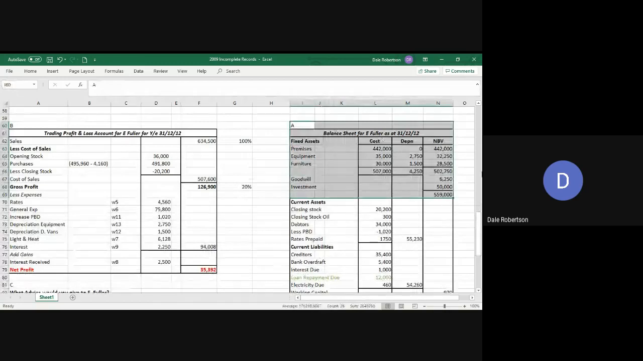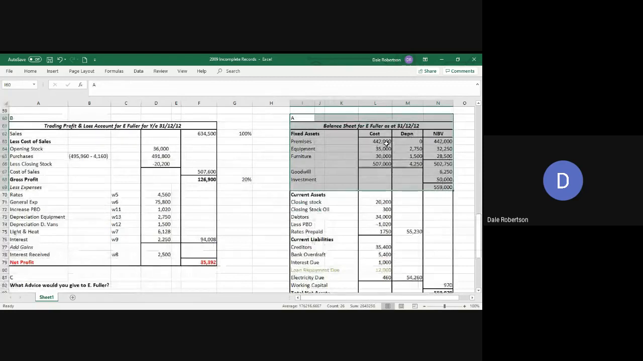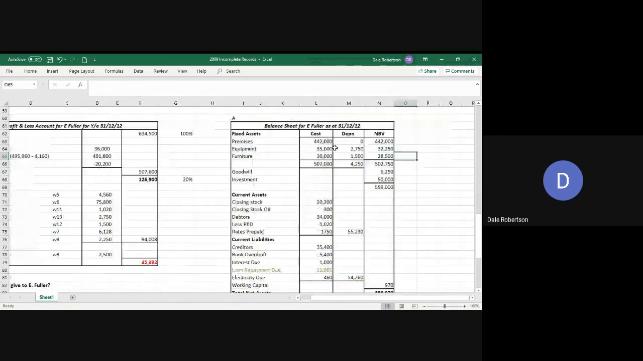And there's all of our fixed assets. Should be straightforward enough. Our equipment went from 292 up by 150,000. The new premises, sorry, our premises, the new premises that we bought to 442. The equipment, well, 35 take away depreciation, and the furniture is 30 take away depreciation. You also have goodwill of 6,250, and you have an investment at the start of the year, unless you're told that you've sold it, you still have it at the end of the year, of 50,000. Total there is 559.